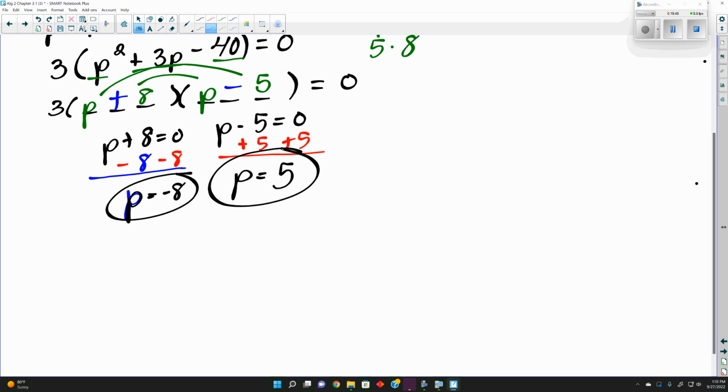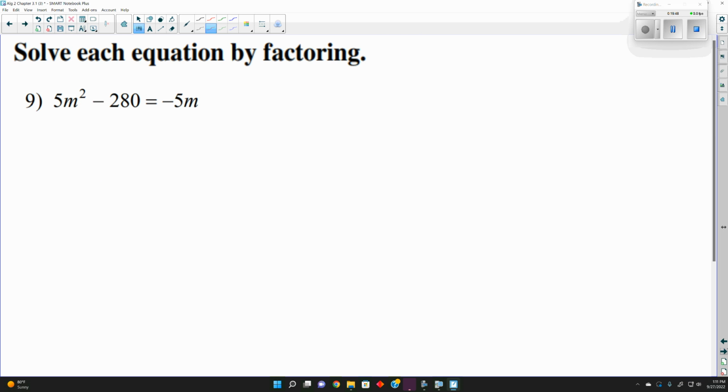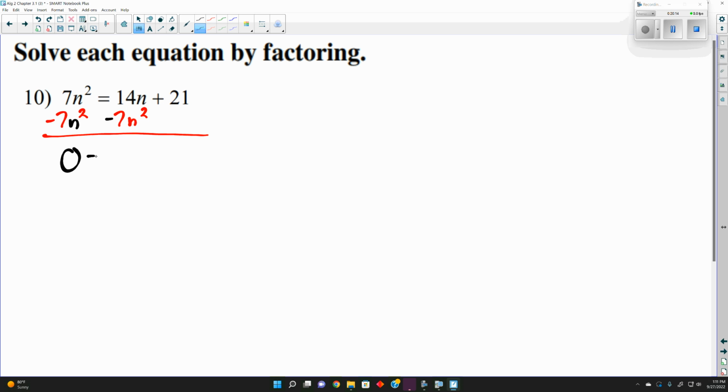Questions on any of this here? Let's look at one last one and then we'll be done for today. So let's do number 10. Now there's 2 ways we can get this equal to 0. One of them is that we can subtract the 14n and 21, moving those over to the other side. Yeah, we can subtract 7n squared from both sides. That works too. And that'll tell us that 0 is equal to negative 7n squared plus 14n plus 21.